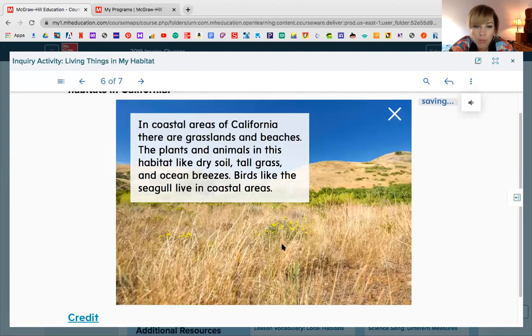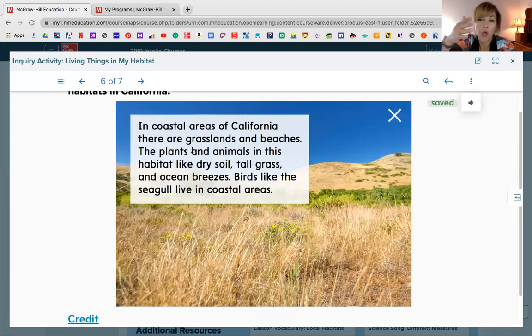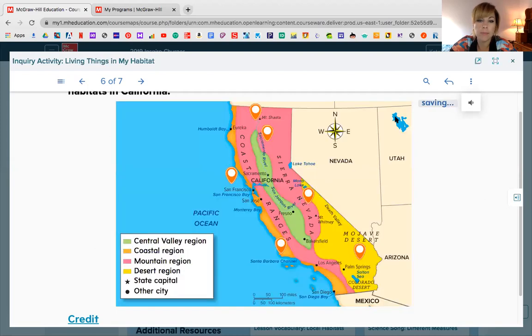Let's check out Santa Barbara. This is along the coast, so this is very similar to what you would see in our area of Los Angeles. In coastal areas of California, there are grasslands and beaches. The plants and animals in these habitats like dry soil, tall grasses, and the ocean breeze. Birds like the seagulls live on the coastal areas.